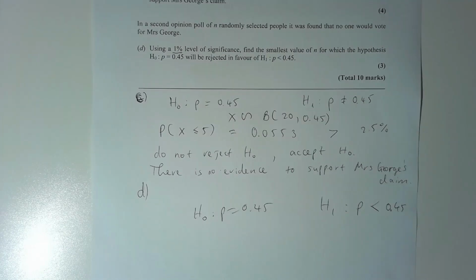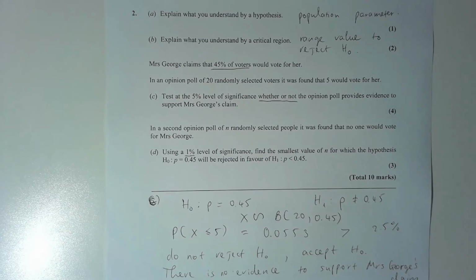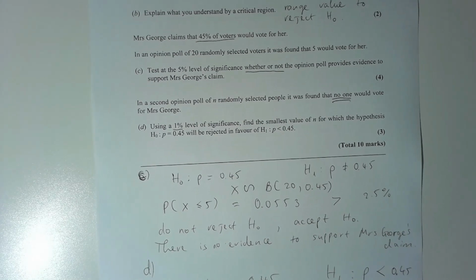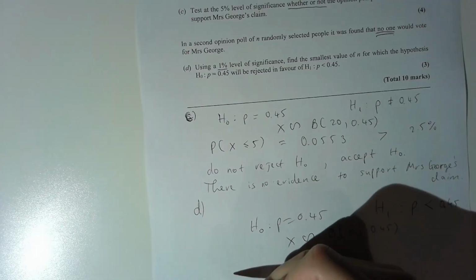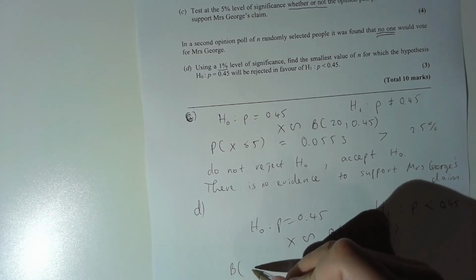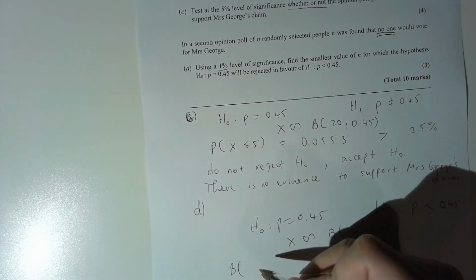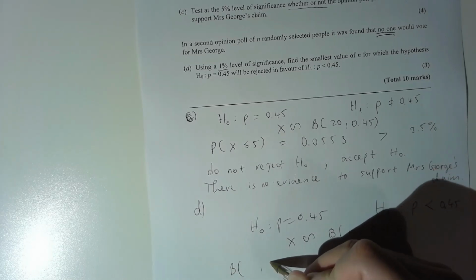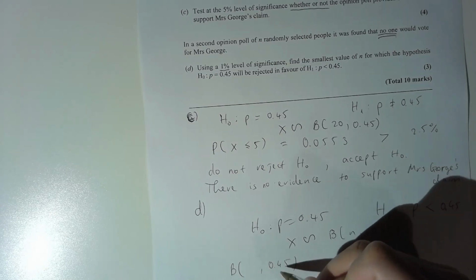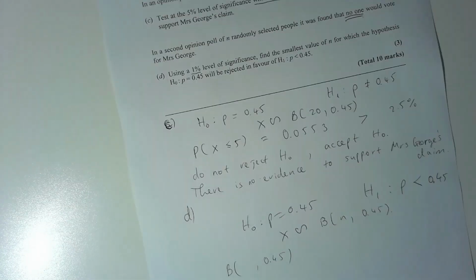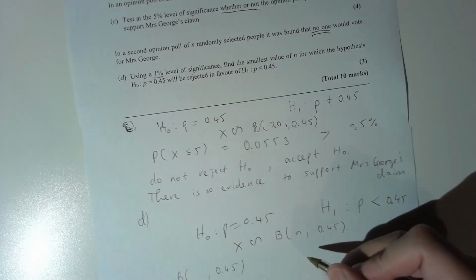Here you are. They're saying no one, so highlight the no one. That means the evidence is none, so X equals 0. Start from 0. So we're looking for binomial at n, which we don't know, with p equal to 0.45. You look at the booklet here, binomial, to get less than 1%. How to be less than 1%?